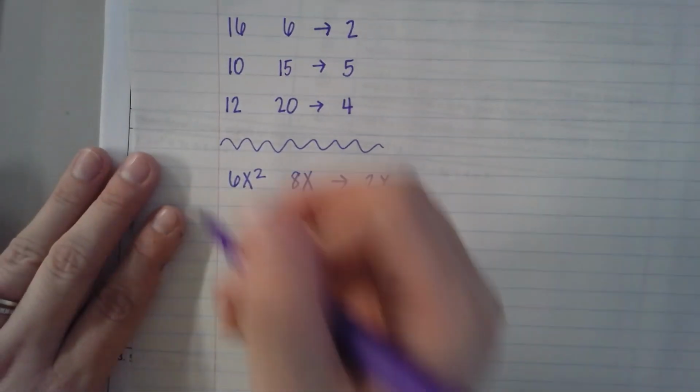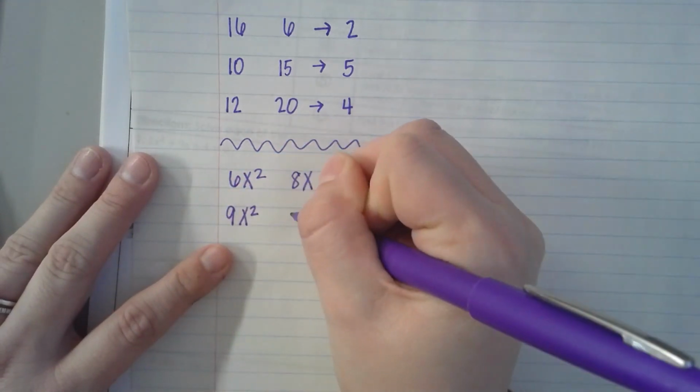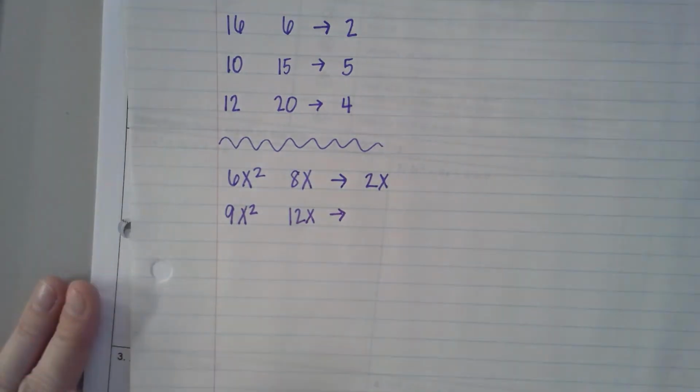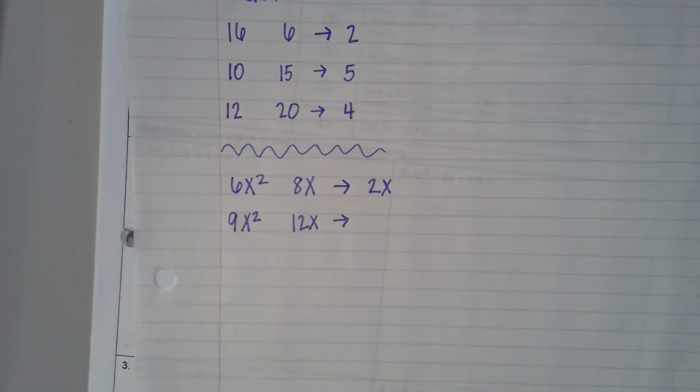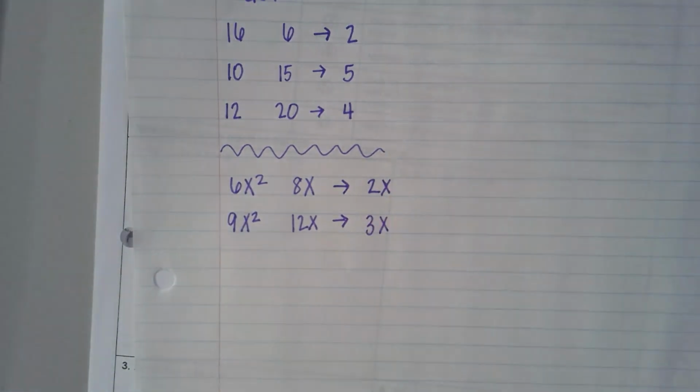What about 9x squared and 12x? You can divide them both by 3, and they both have at least an x. Good.